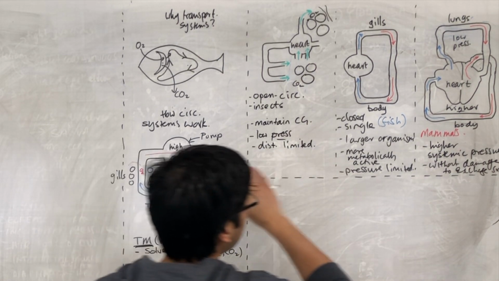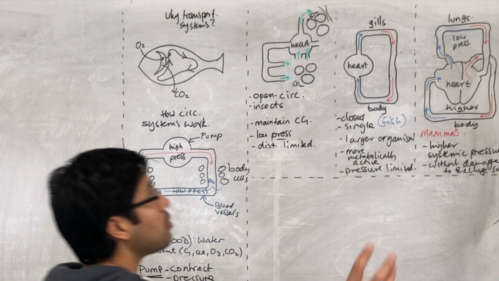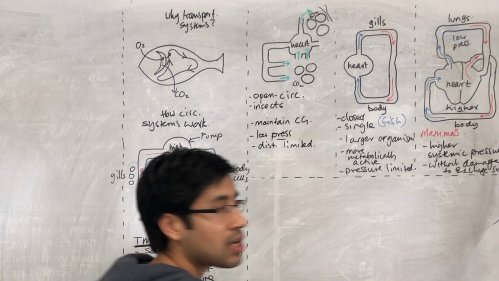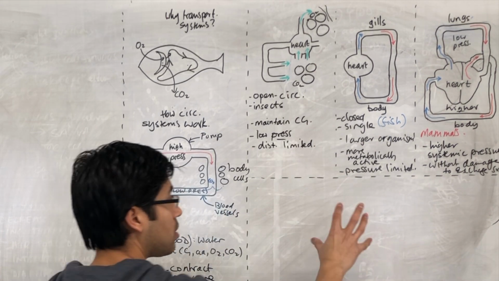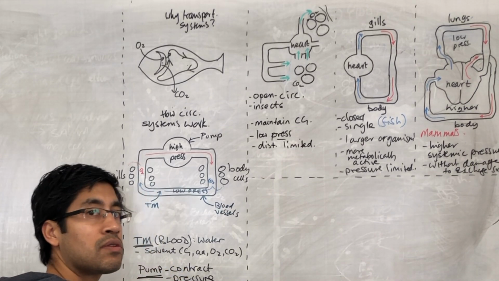Okay, so those are our 3. And I guess the next thing that we do now is we focus on the double circulatory system in mammals, looking at the structures that are involved, and then we'll start looking at the functions.